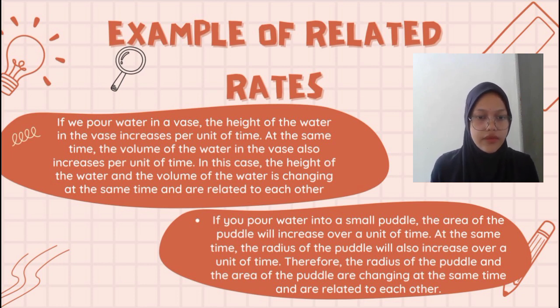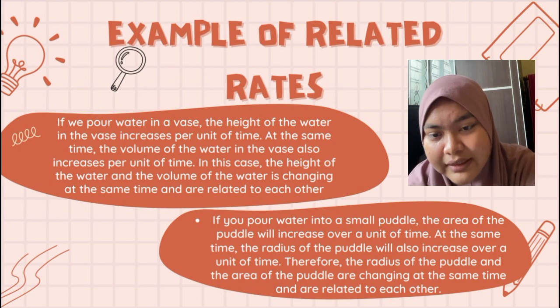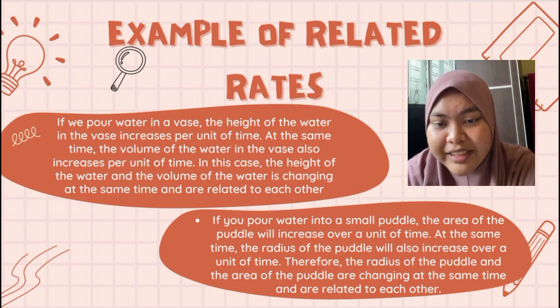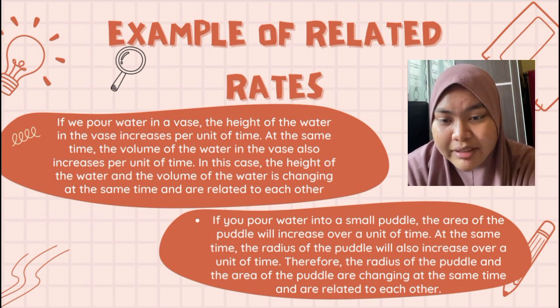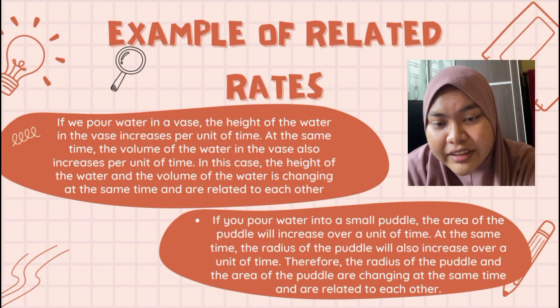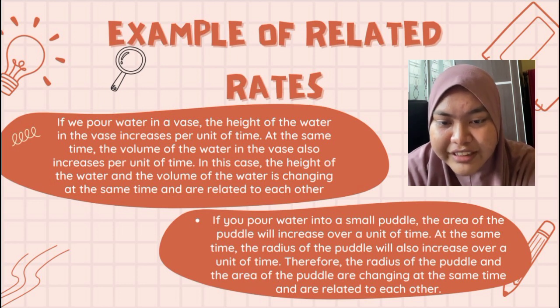If we pour water in a vase, the height of the water in the vase increases per unit of time. At the same time, the volume of the water in the vase also increases per unit of time. In this case, the height of the water and the volume of the water are changing at the same time and are related to each other. If you pour water into a small puddle, the area of the puddle will increase over a unit of time. At the same time, the radius of the puddle will increase over a unit of time. Therefore, the radius of the puddle and the area of the puddle change at the same time and are related to each other.